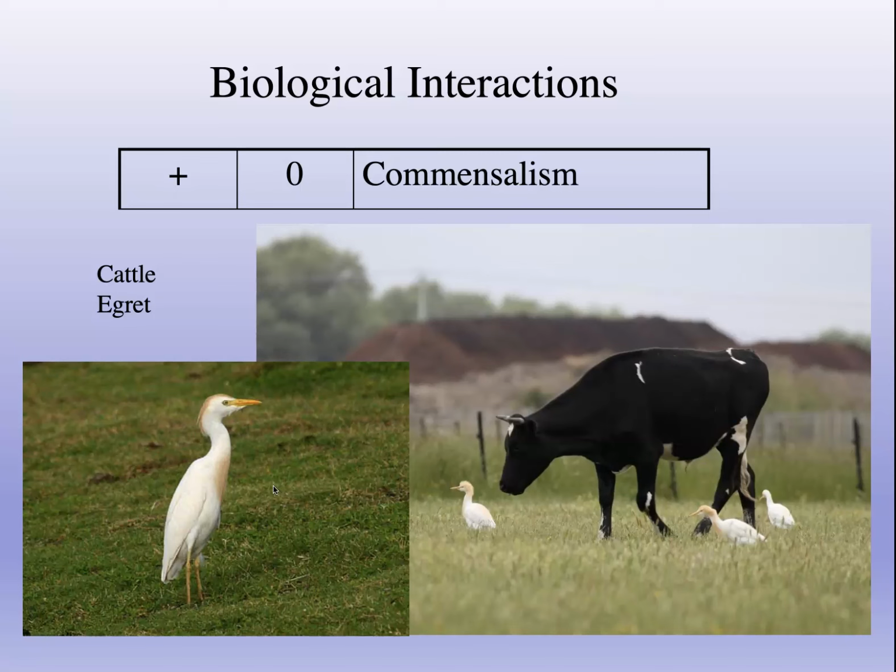And what they do is they follow the cattle around, and the cattle grazes and eats, and as it moves, it scares up insects from the grass, and the cattle egrets run and eat those insects. Now, if the cattle egrets weren't there to eat the insects, the cow would still simply do whatever it's doing. The presence of the cattle egret is unimportant to the cattle itself, but the presence of the cattle is important to the cattle egrets. So that is a commensalist relationship.